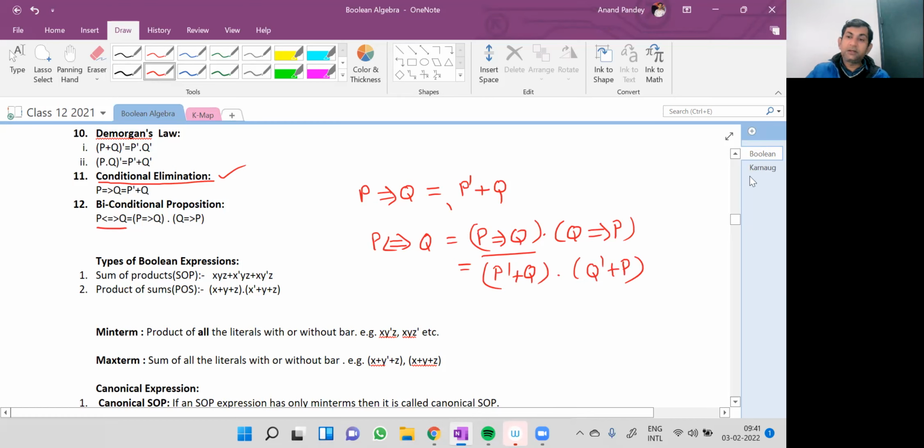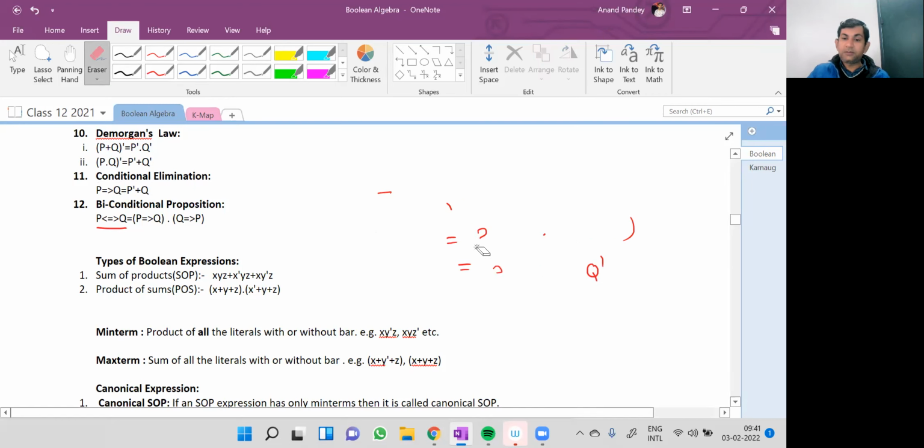So these 12 laws are very important. You have to learn them by heart. I will send the PDF through WhatsApp. So please learn it properly.